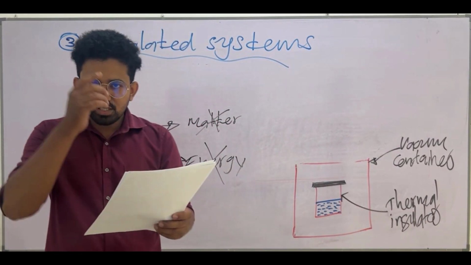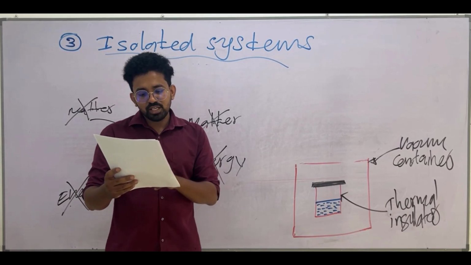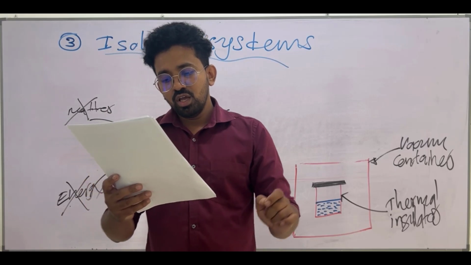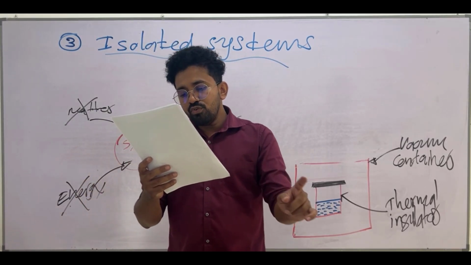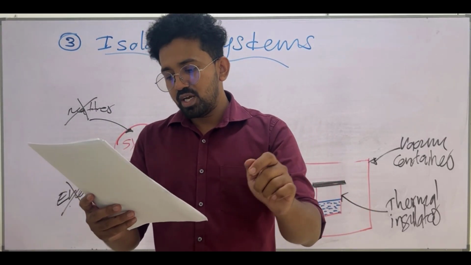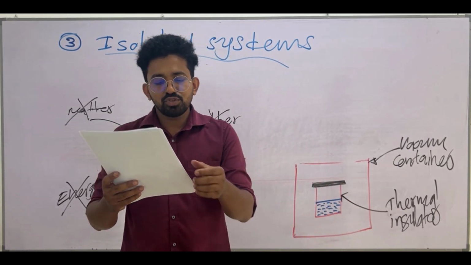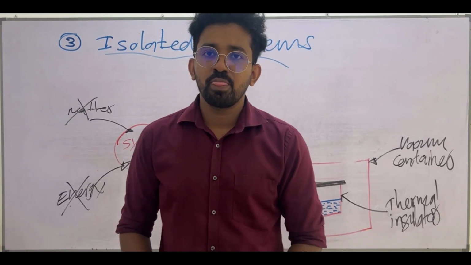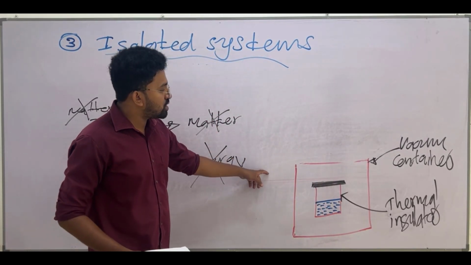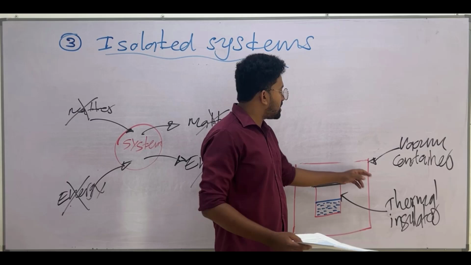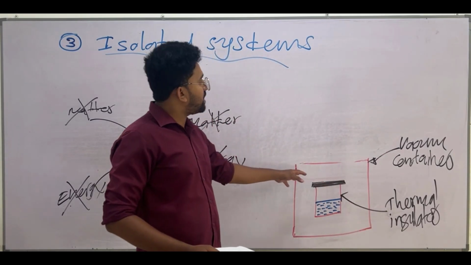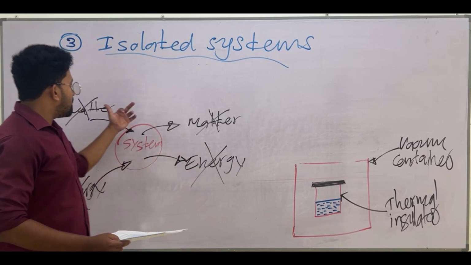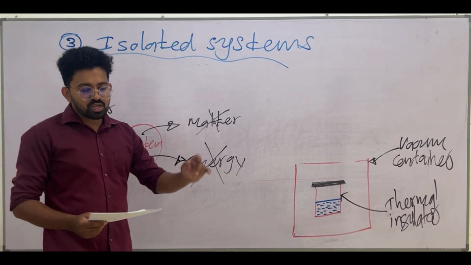Right? So, last sentence on page number 4. Isolated system: neither energy nor matter can move in or out. Example, a thermos flask that keeps coffee hot. That is not a 100% isolated system. But a system like this one, which has thermal insulation and a vacuum container inside, we can consider as an isolated system. Through that system, matter or energy cannot transfer.